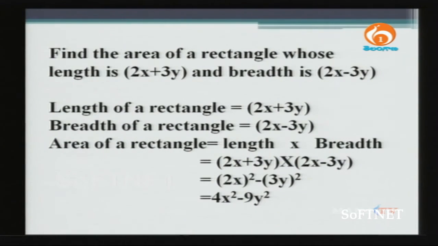Length into breadth. So what is the length here? 2x plus 3y. What is the breadth here? 2x minus 3y. So it is in the form of (a plus b)(a minus b), so we can say a square minus b square. Of course, this is (2x) whole square minus (3y) whole square. You know that (2x) whole square equals how much? 4x square. Good. (3y) whole square is how much? 9y square. So the area of the rectangle is 4x square minus 9y square.